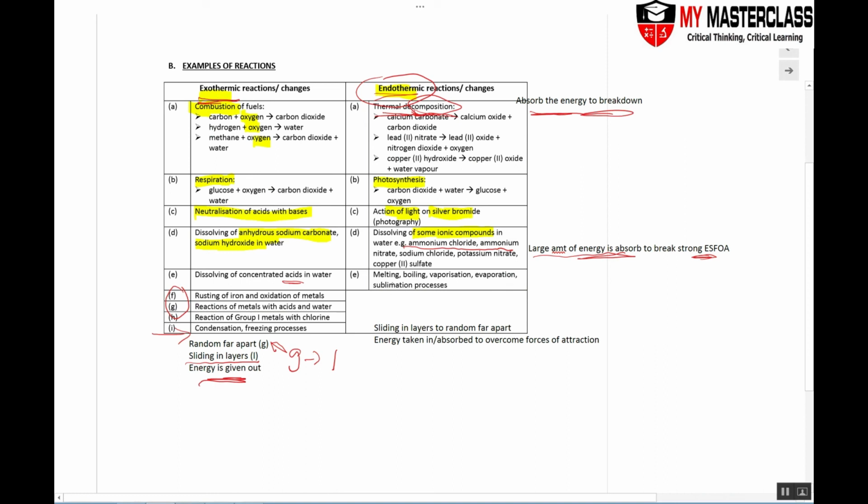On the reverse side, if I have melting and boiling, for example, liquid turns to gas. From sliding in layers, particles become far apart. Liquid sliding in layers has less energy than gas moving randomly and far apart. So what happens? This energy is absorbed in. When I absorb energy, I break the attraction force. Then your liquid can turn into gas and the particles start to move faster.